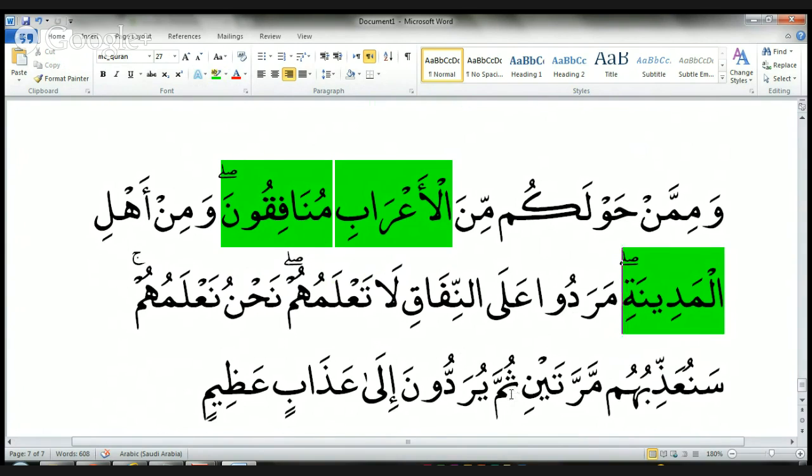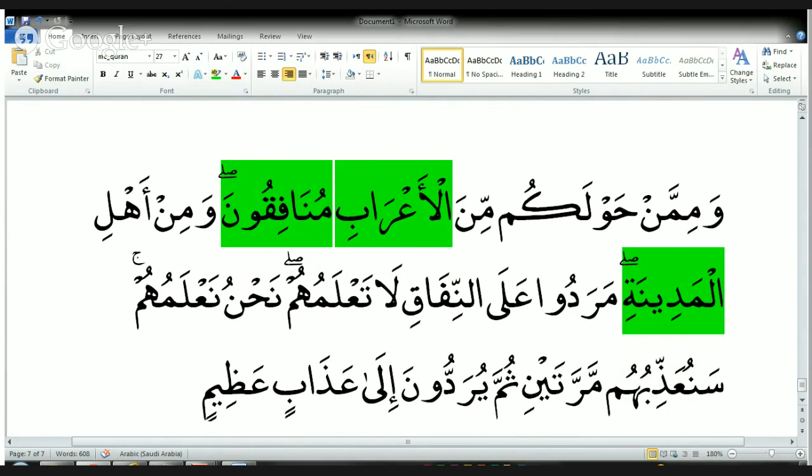Why is munafiquna fully? Yeah. Una. But it's not tanween. It wasn't one of those, was it? Fully flexible?